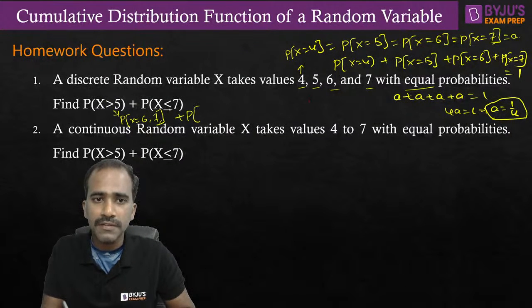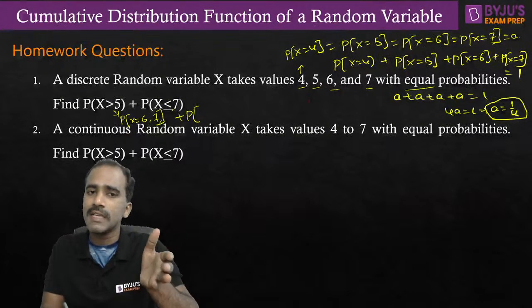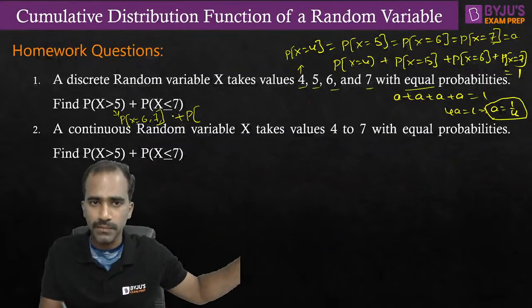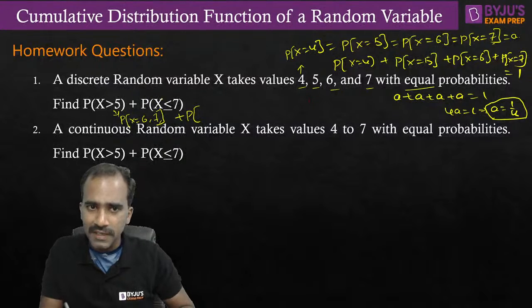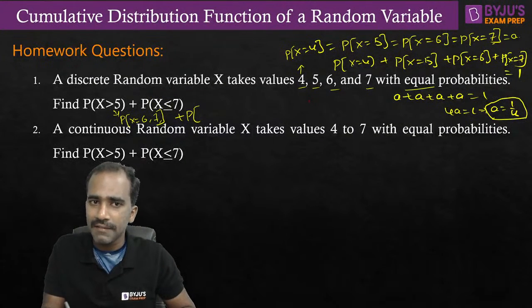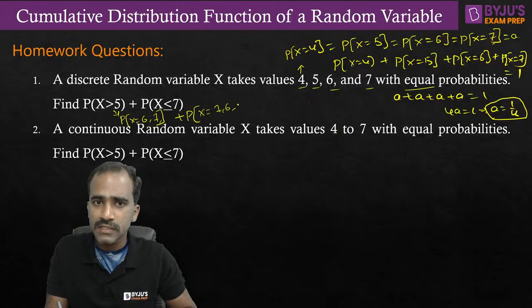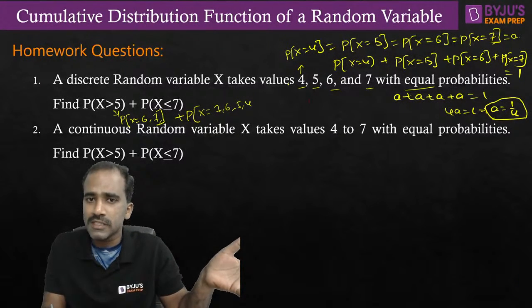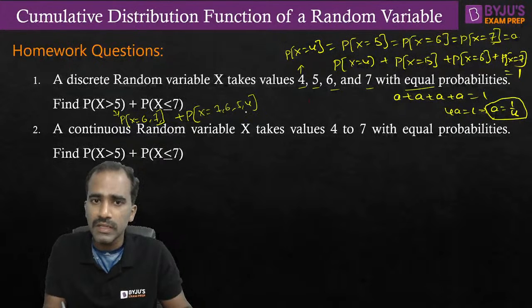Plus the probability of x less than or equal to 7. Less than or equal to 7 means we are interested in all values of x less than or equal to 7, which means 7, 6, 5, 4, 3, 2, 1, 0, minus 1, minus 2 and so on. But among these, the values having non-zero probability are 4, 5, 6, 7. We are interested in 3, 2, 1 also, but since they have 0 probabilities, we write only these.